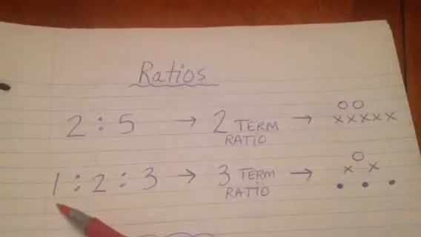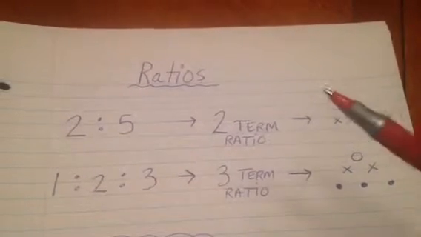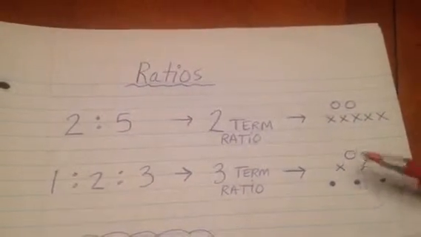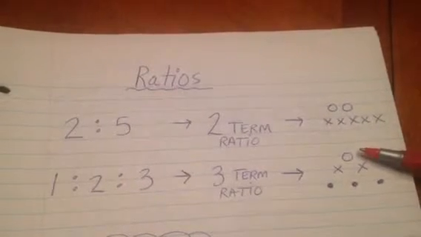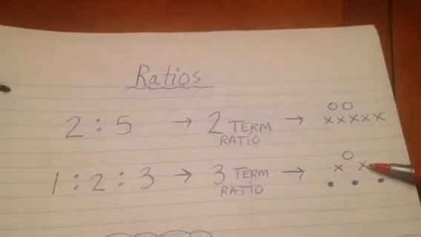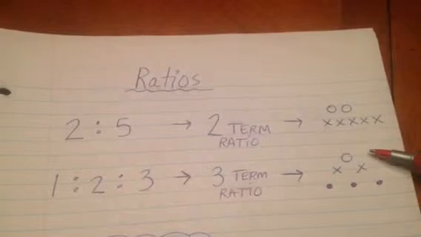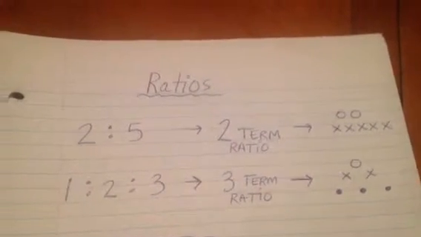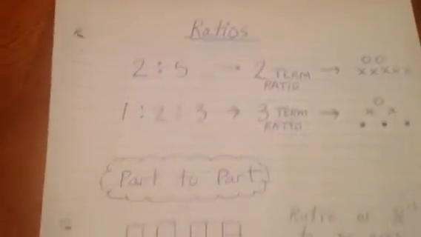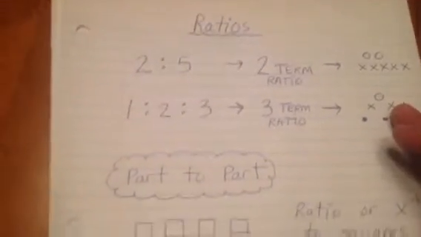A three-term ratio looks like this. So we have three different numbers, 1 to 2 to 3. That's how we say it. And so, for example, this is a three-term ratio because we are comparing circles to x's to dots at a 1 to 2 to 3 ratio. That's simply what it means. Now we're going to take you through the different kinds of ratios.